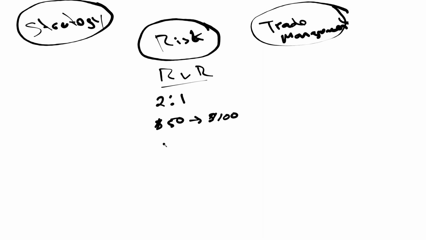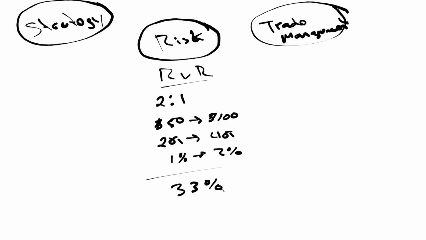So if you're used to risking, say, $50 on a trade, then you'd be looking for a reward of 100, right? Or you might look at it as risking 20 ticks on a trade to make 40 ticks, right? Risking 1%, you get, right, to make 2%. This is going to be a 2-to-1. And in order to maintain this risk management, you have to win at least 33% of all your trades. Okay, so now you know your risk component.